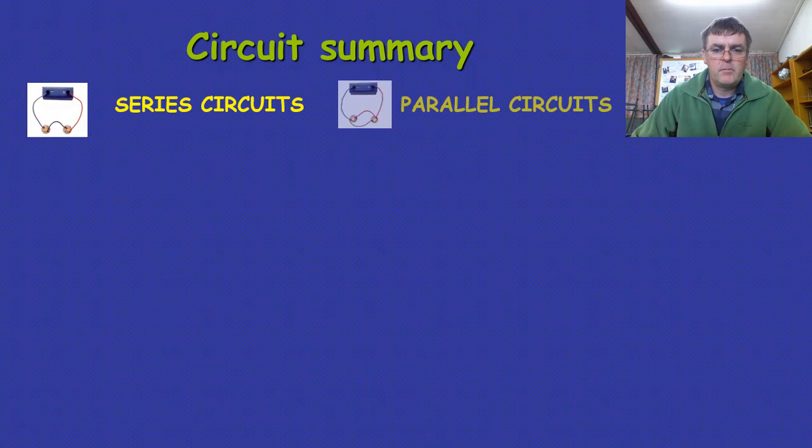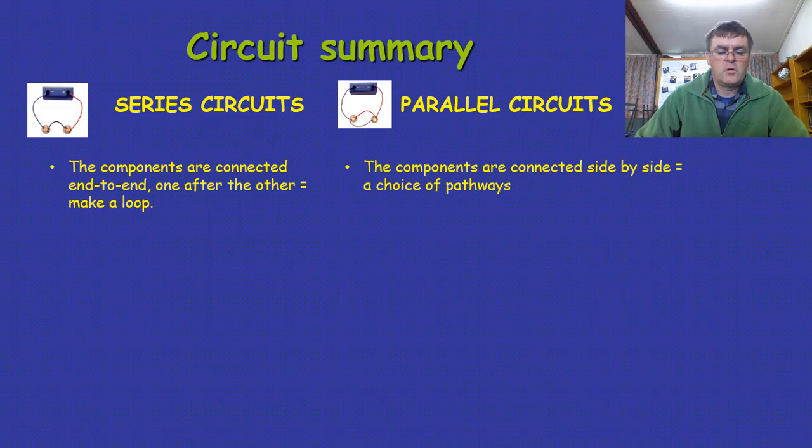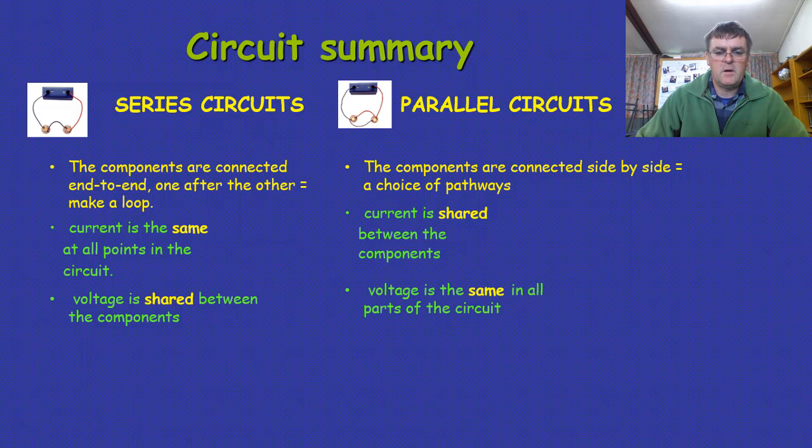So let's summarize all that. Series circuit, parallel circuits. Here they are connected end to end, a continual loop. Here they are, they've got a choice of pathways. The current is the same at all points in a series circuit. The current is shared out between components in a parallel circuit. Voltage is shared in a series circuit, but it's the same everywhere in a parallel circuit.